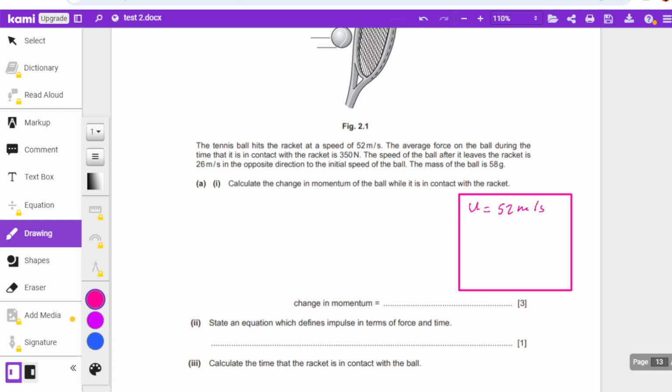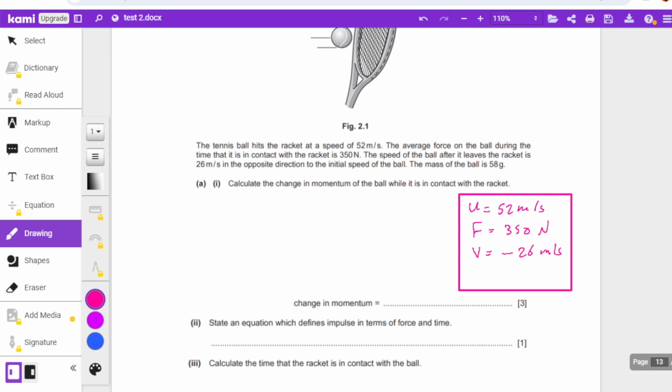The average force on the ball during the time that it is in contact with the racket is, this is the force, 350 Newton. The speed of the ball after it leaves the racket is 26 meters per second in the opposite direction. What does opposite direction mean? It means it will be a negative sign, 26 meters per second. If u is positive, v should be negative.